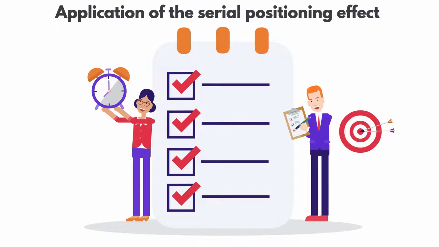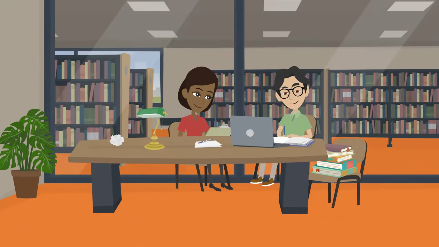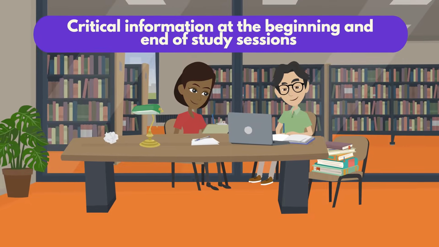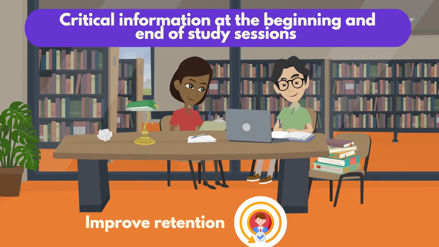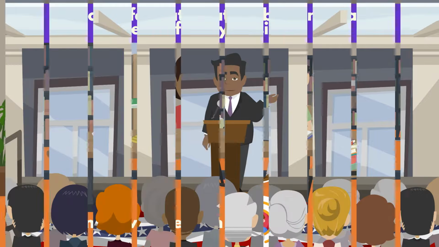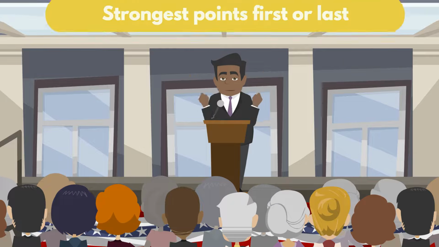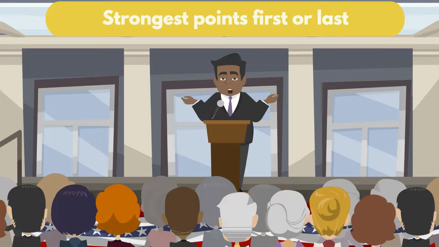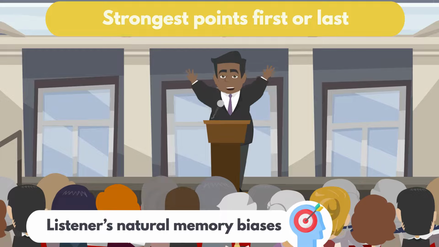Application of the serial positioning effect can be seen in everyday life. When studying for exams, organizing material with critical information at the beginning and end of study sessions can improve retention. Similarly, public speakers often put their strongest points first or last, capitalizing on the listener's natural memory biases.